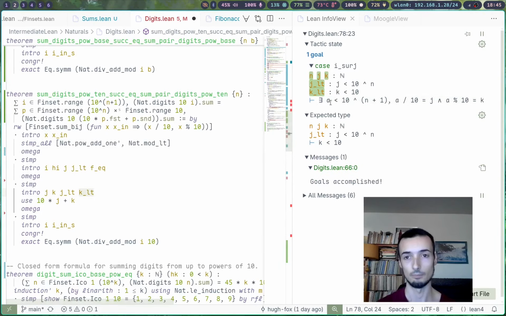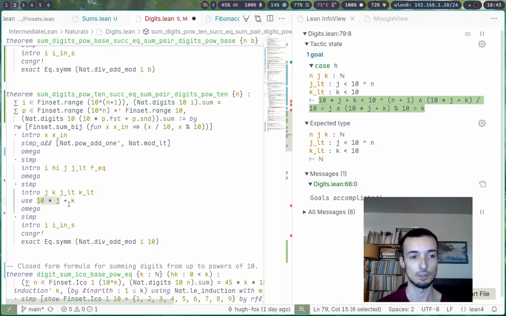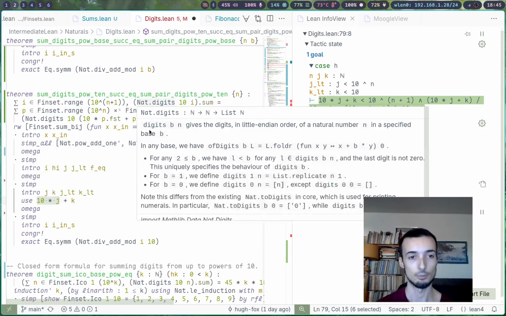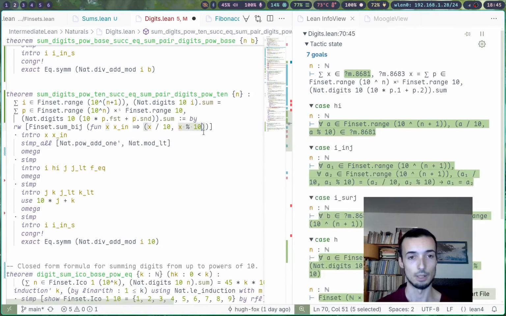Here we have to give the actual number that we're going to use that's equal to j. And that number is 10 times j, and j corresponds to x divided by 10, obviously, and k corresponds to x mod 10.